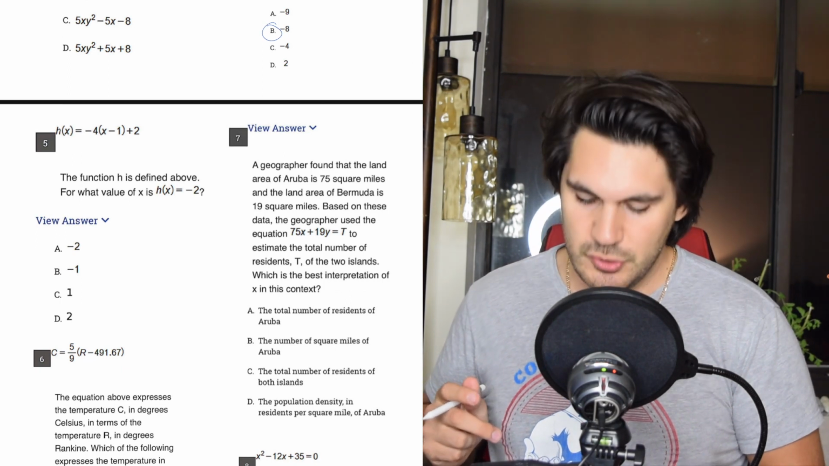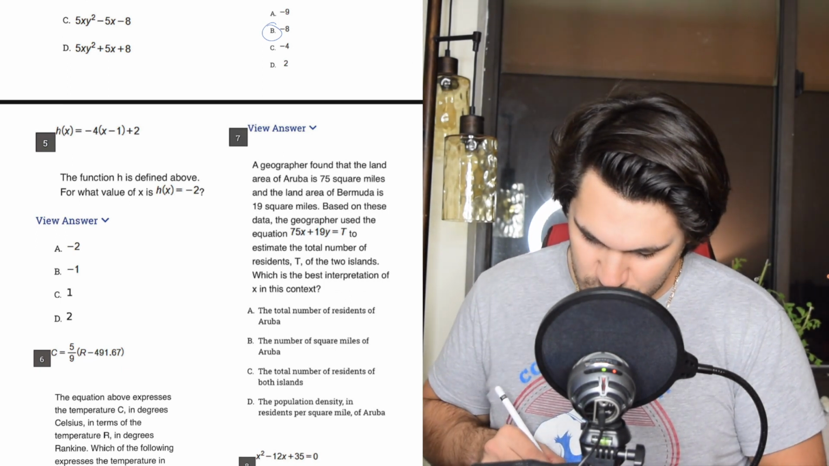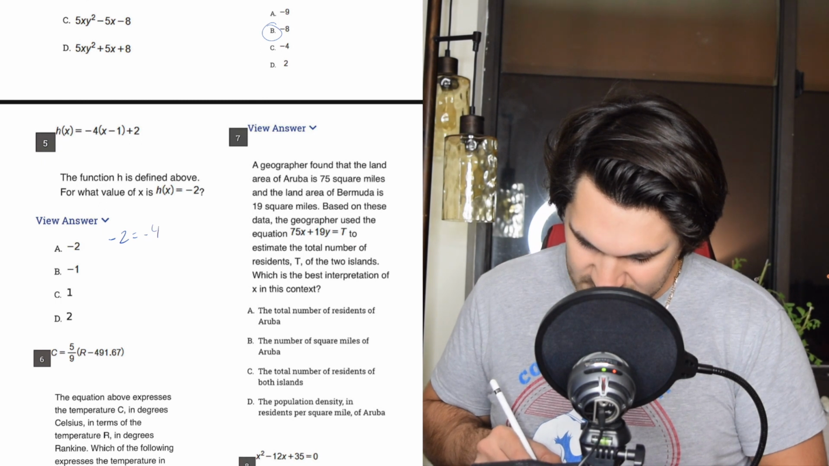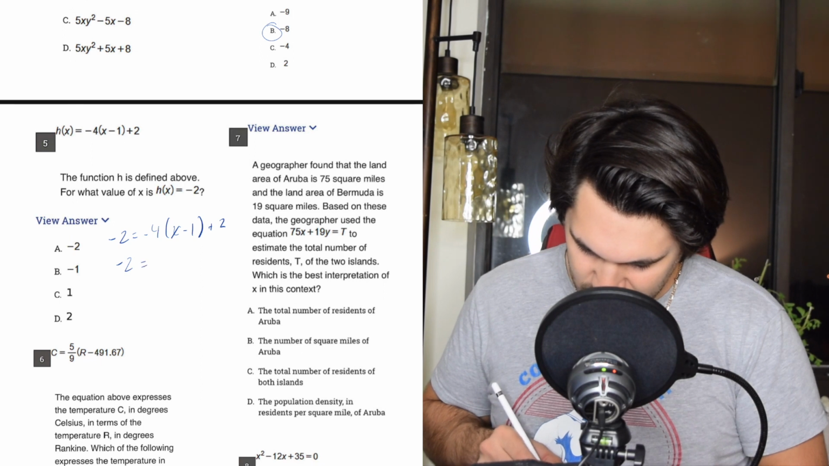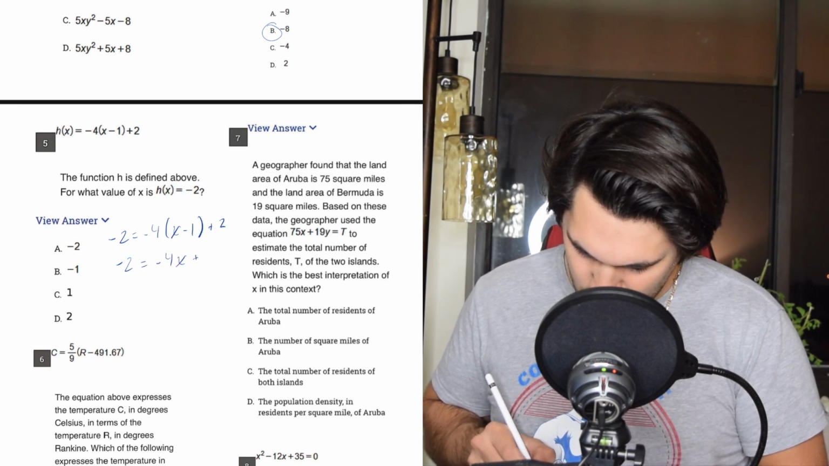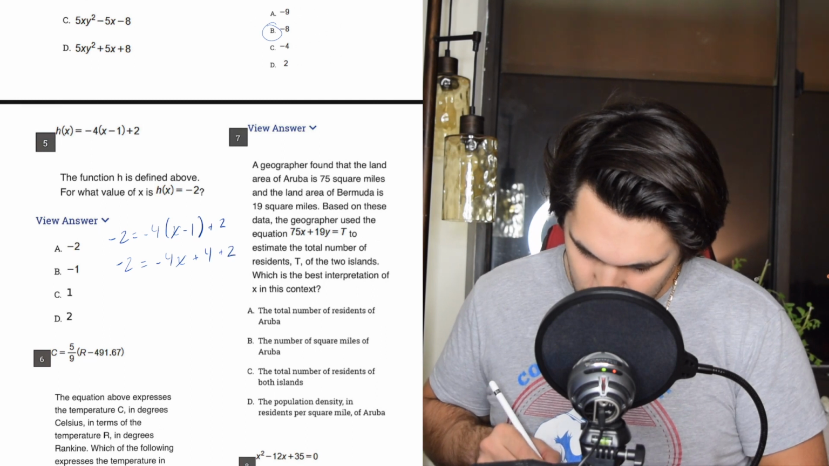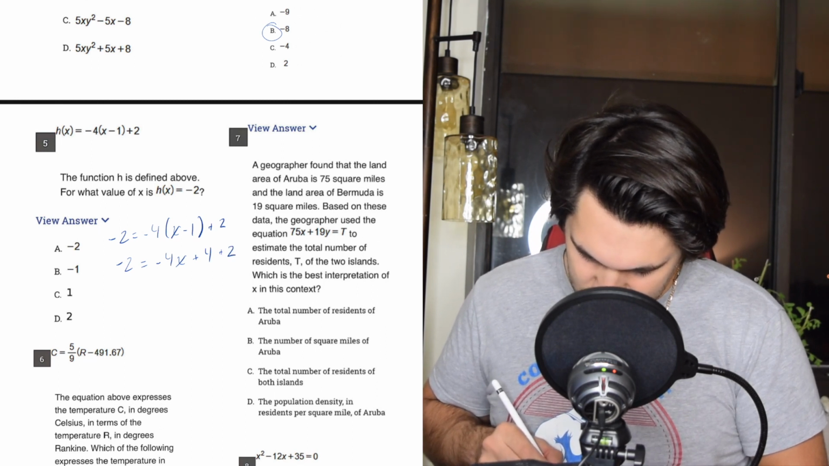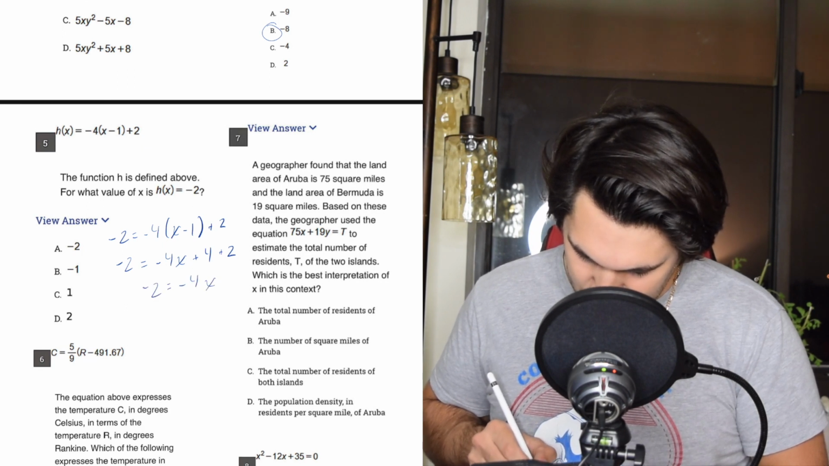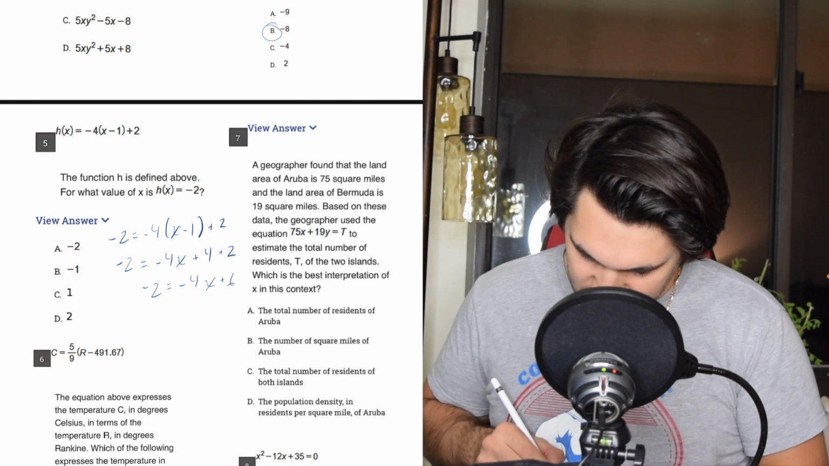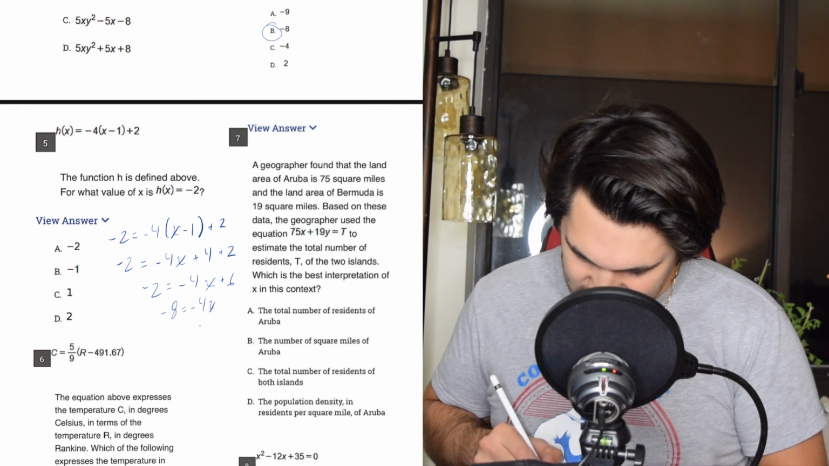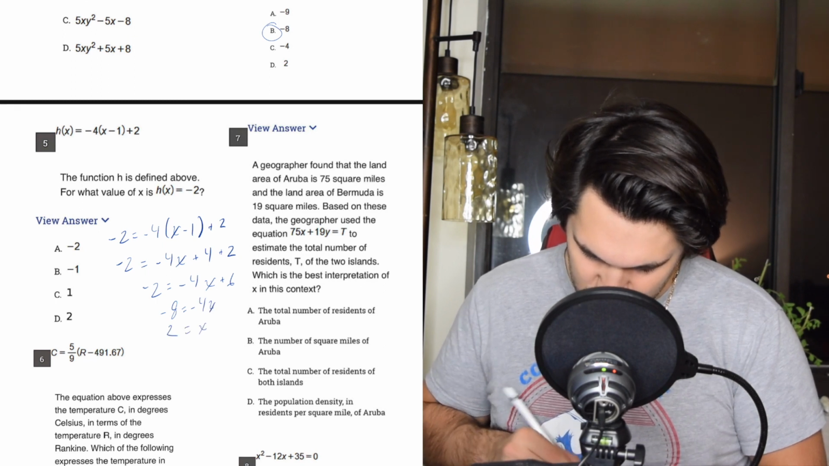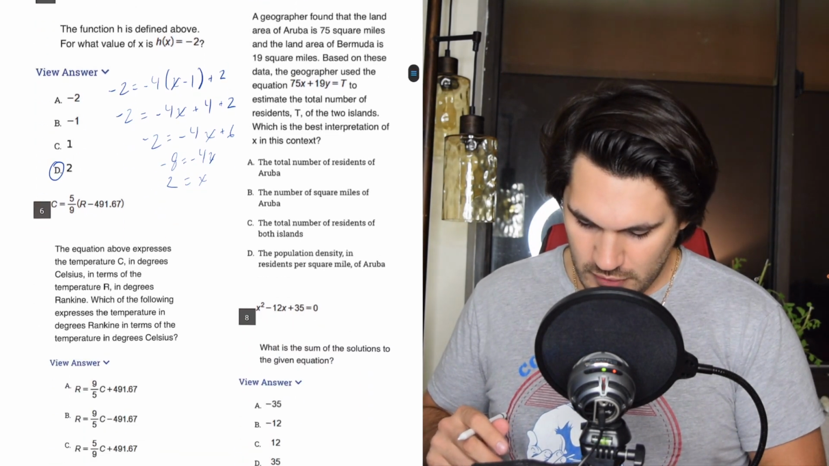Number 5. For what value of x is h of x equal to -2? So just plug -2 in for h of x. So -2 is going to be equal to -4 times x minus 1 plus 2. -2 is equal to -4x plus 4 plus 2. So -2 is equal to -4x plus 6. So subtract 6 from both sides. -8 equals -4x. So x equals 2, which is answer choice D. So far, everything's going smoothly.